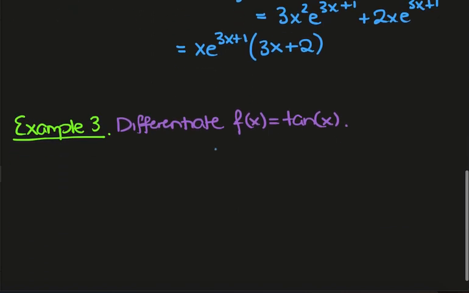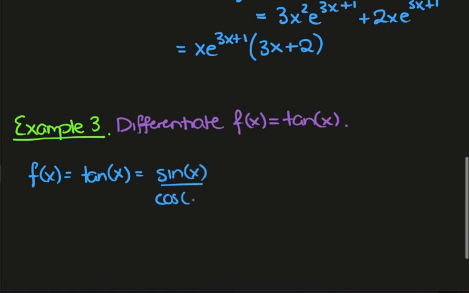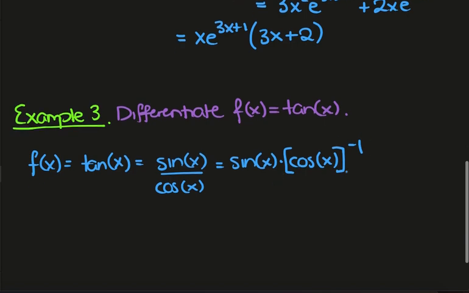Okay, let's look at our last example. Here we have f of x is equal to tan x. So recall that tan x is sine x over cos x. And we can write this by index laws as sine x times cos x to the negative 1. This is the reciprocal of cos, just 1 over cos.